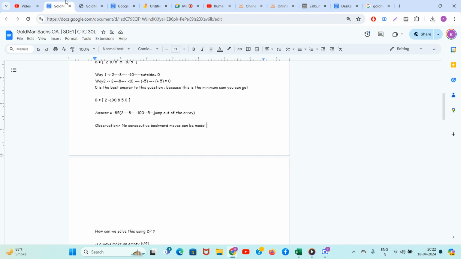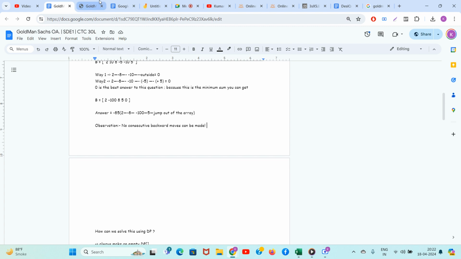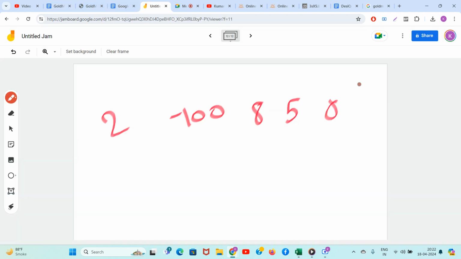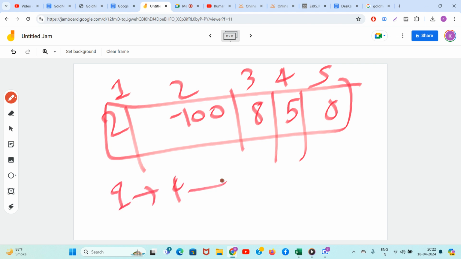Listen. Next example: 2, minus 100, 850. Tell me, you are starting from index 1. What is the minimum sum you can get? You will say, sir, 1 to 4, sir, and then outside. In that case, what will be the answer? 2 plus 5, 7.